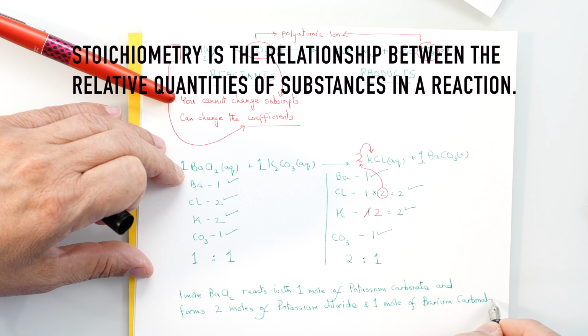1 mole of barium chloride reacts with 1 mole of potassium carbonate and forms 2 moles of potassium chloride and 1 mole of barium carbonate. So that's a wrap on double replacement reactions.